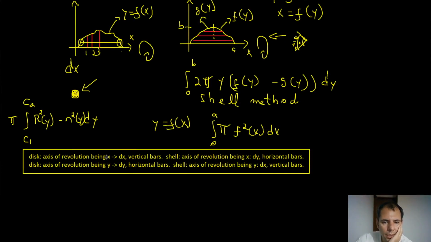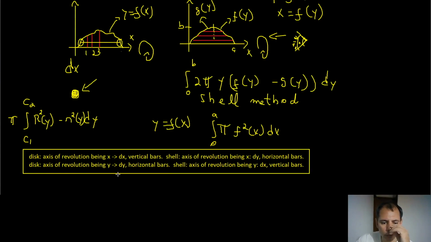Axis of revolution being x. You're going to be integrating these disks in here with respect to dx, the vertical bars. Now, axis of revolution being x with a shell, it's over here. You're going to be integrating with respect to y. Why? Because the bars are not being stacked to the side. They're being stacked on top of each other. So you're going to be integrating with respect to y, and the bars are horizontal.